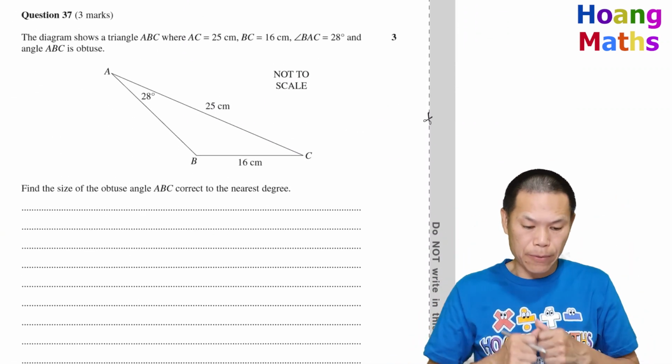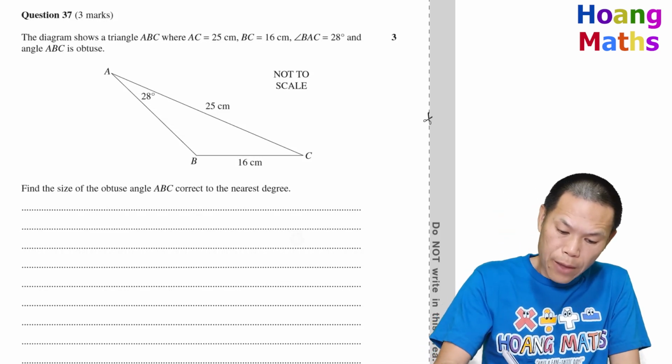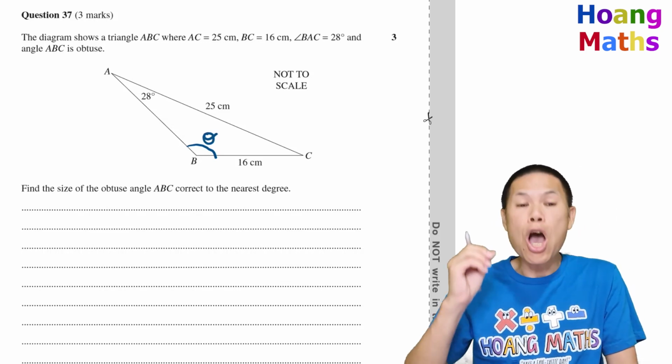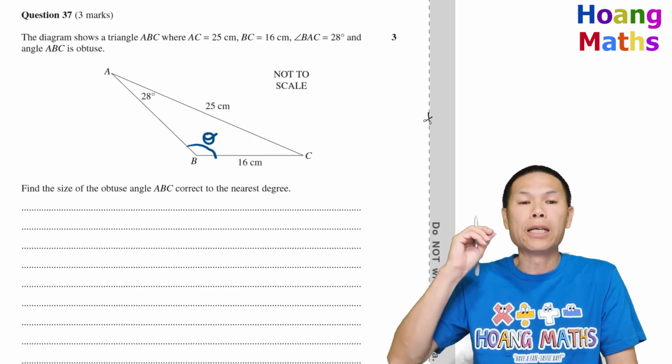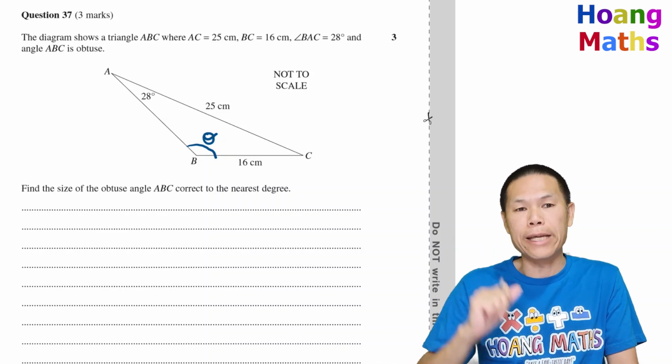Question 37. We need to find the size of angle ABC. Let's call this angle theta, and it has to be obtuse. When we work out the angle theta, it's going to give us an acute angle, so we just need to use 180 minus the answer.